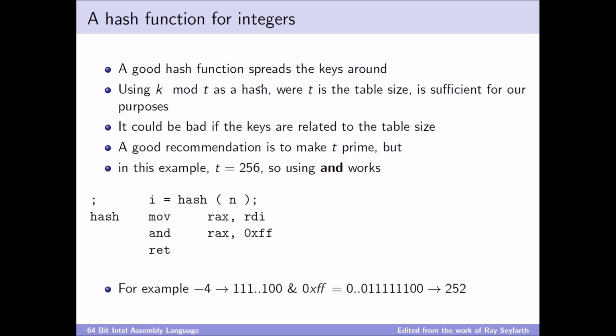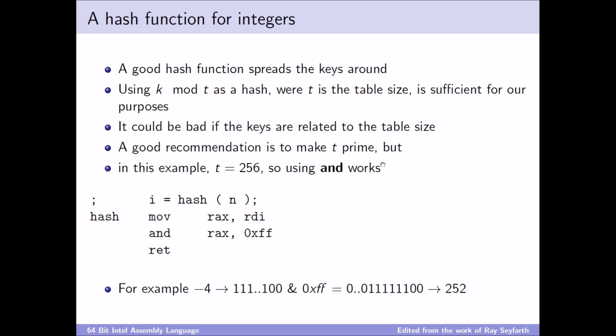Now, obviously, there are weird issues where if there's a relation between the kinds of keys you're going to get and the hash table size, you could get weird clumping that is obviously not ideal. Again, not something that we're really concerned with in this course. That's more of a concern of a data structures and algorithms course. Now, a good recommendation often is to use t to be prime.